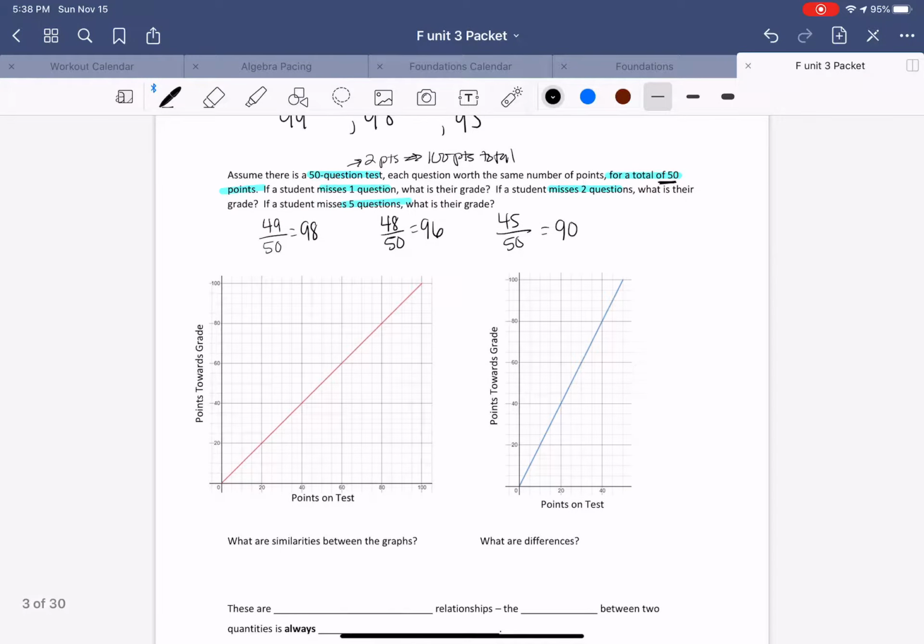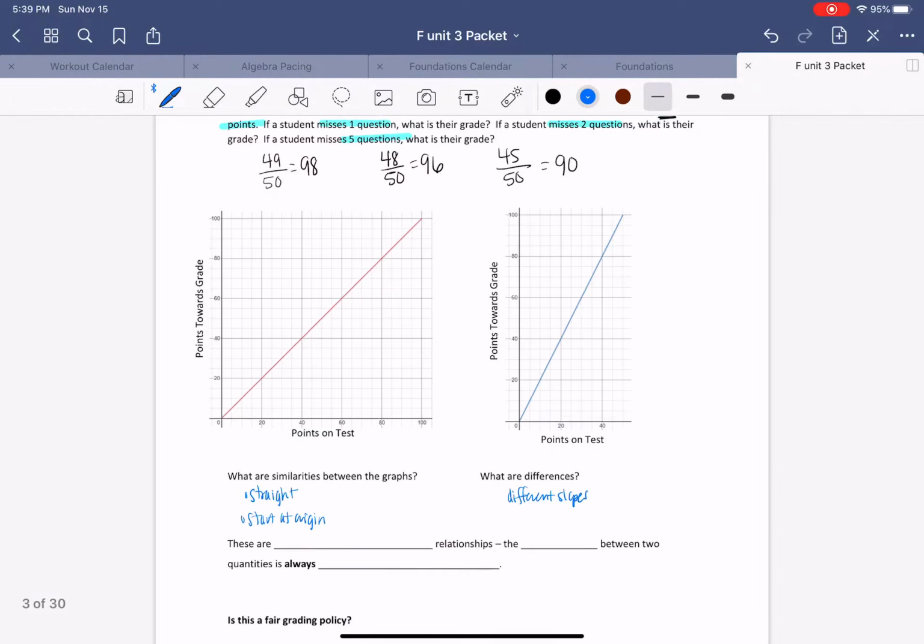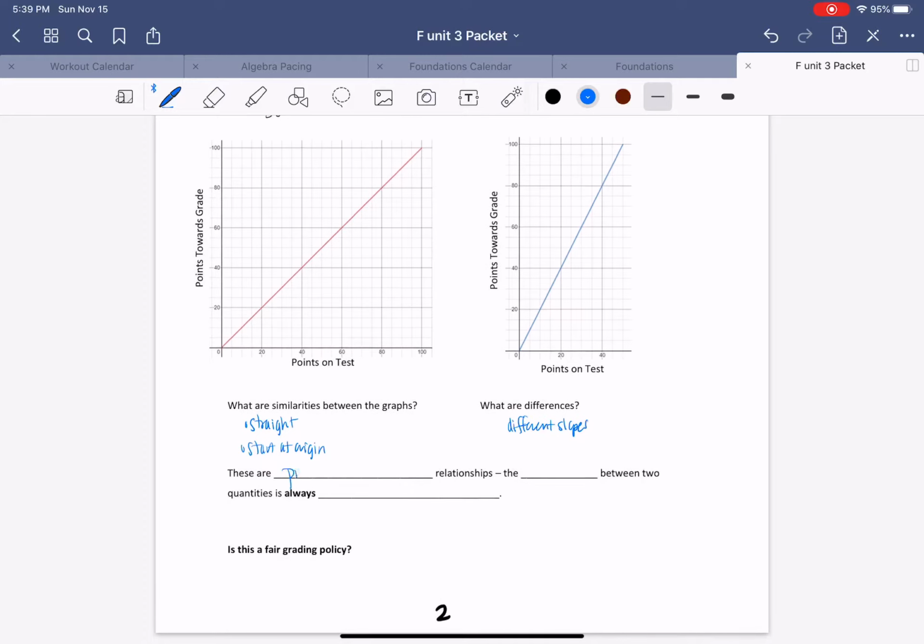Look at these 2 graphs. I want you to find similarities and differences. So similarities, I see that they're straight. They start at the origin, but they have different slopes. So these are proportional relationships. The ratio between 2 quantities is always equivalent.